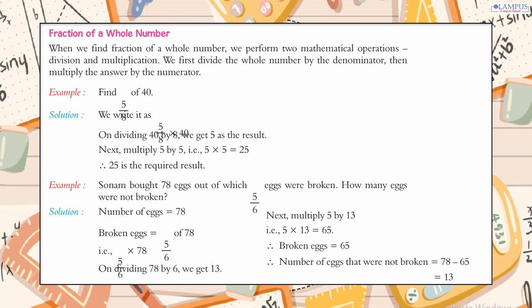On dividing 78 by 6, we get 13. Next, multiply 5 by 13, that is, 5 times 13 equals 65. Therefore, broken eggs equals 65. Therefore, the number of eggs that were not broken equals 78 minus 65 equals 13.